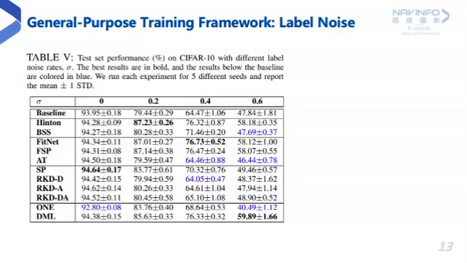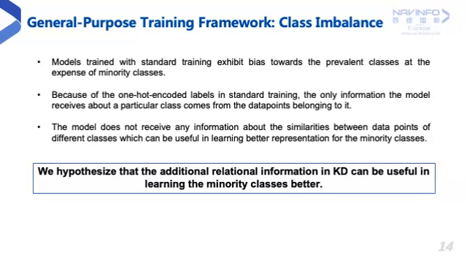We show that the majority of the KD methods improve the generalization of the students trained under varying degrees of label corruption over the baseline. Another common challenge is high class imbalance, which is naturally inherent in many real-world applications. Models trained with standard training exhibit bias towards the prevalent classes at the expense of the minority classes, since the model receives no information about a particular class other than the data points belonging to it. No information about the similarities between data points of different classes is available.